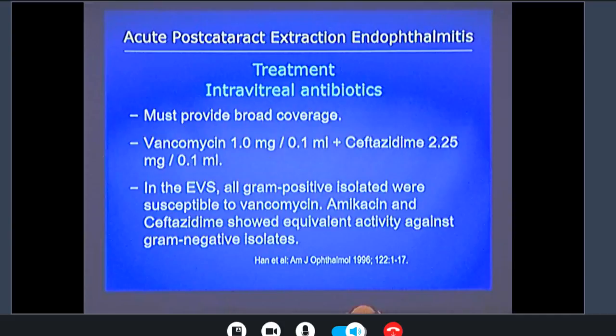In the past, we were using aminoglycosides such as amikacin and gentamicin to cover gram-negative isolates, but now we never use them because of toxicity. They cause macular infarction.